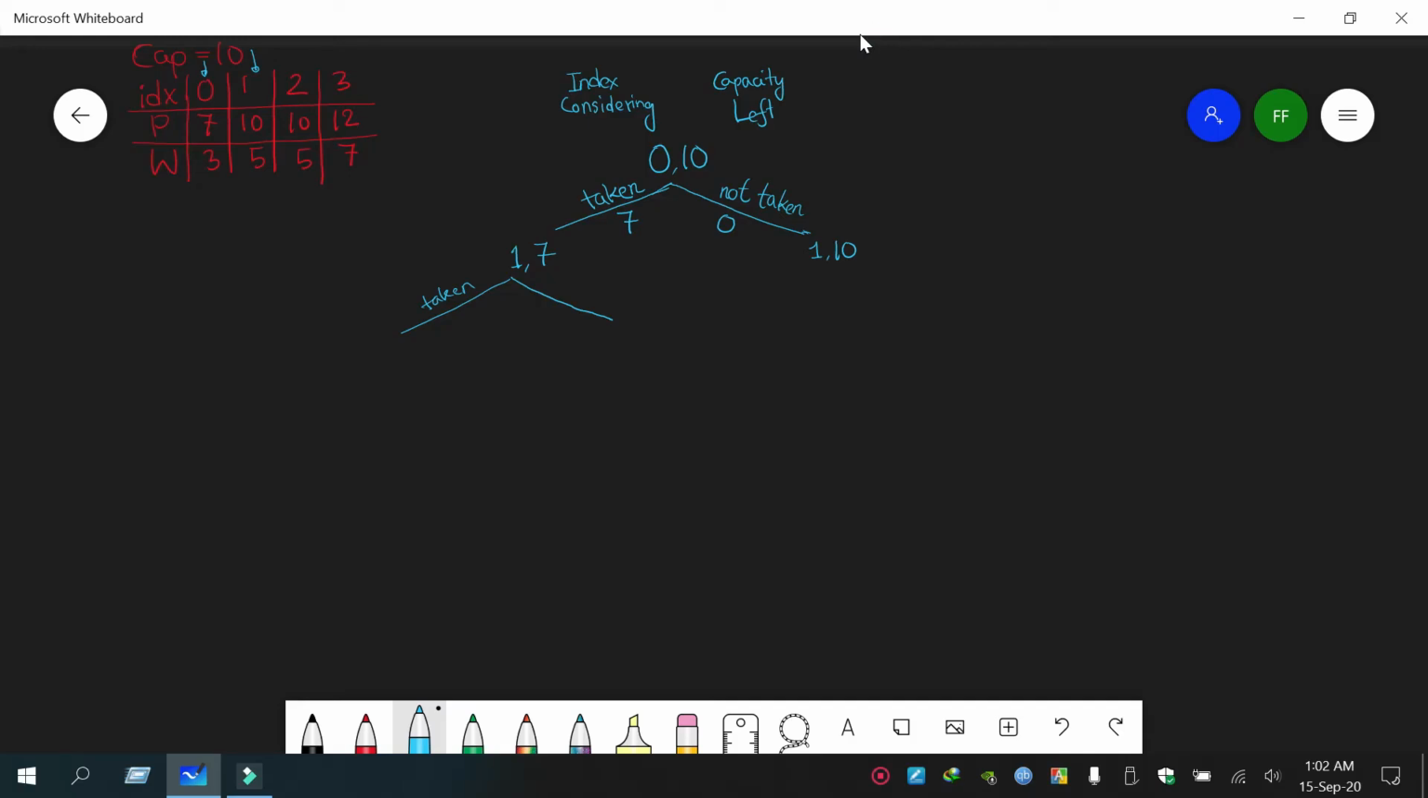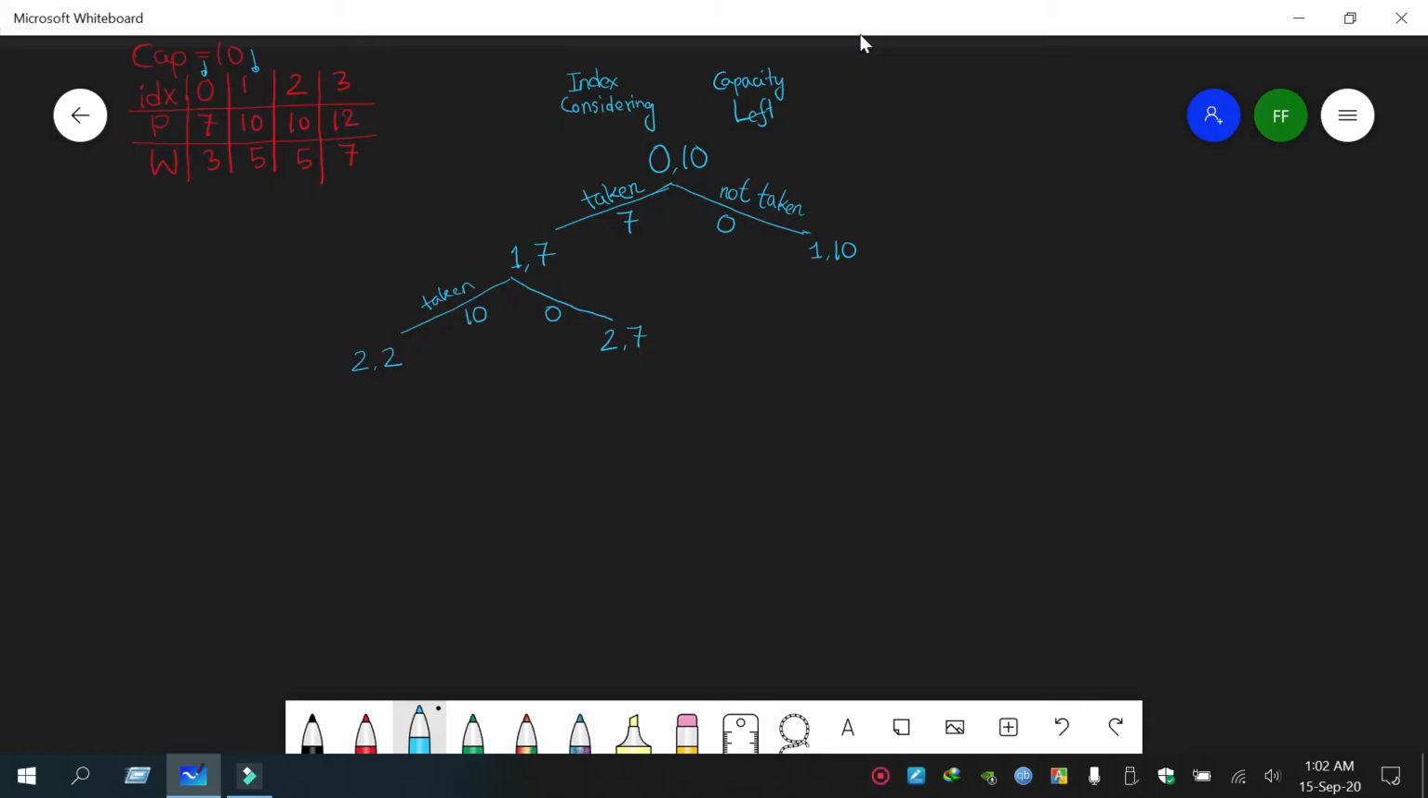So if we take the item at index 1, then we have considered it, so the index will increase to 2, but the weight of the item at index 1 is 5, and from 7 if we subtract 5, then the capacity left in our bag is right now 2, and the price of the item is 10, so we have to add 10 here. And if we consider that we are not taking it, the right branch, then the index will obviously increase because we have considered this item and decided not to take it, but the capacity will not change because we haven't taken this item, and the price that will be added is 0, because we haven't taken it.